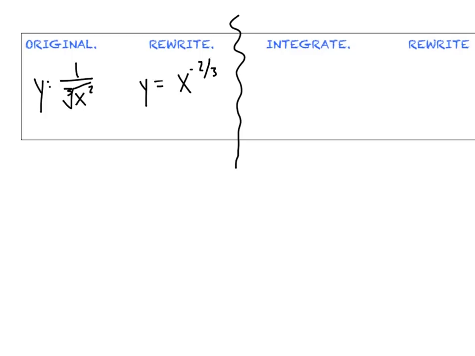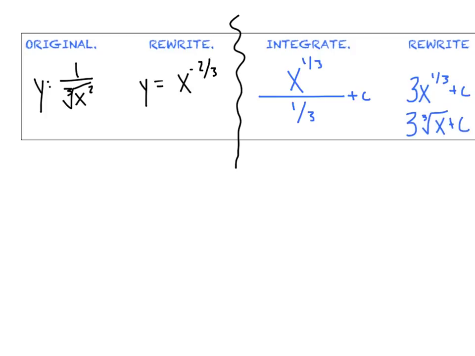I'll say the antiderivative is x to the 1/3, because I had to add 1 to the exponent, and I'm going to divide by the new exponent, and then I'll throw my plus c at the end. Now just rewrite that in a cleaner, more simplistic form: dividing by 1/3 is the same as multiplying by 3, so 3 x to the 1/3 plus c, or you could even say 3 times the cubed root of x plus c, whichever form is preferred.